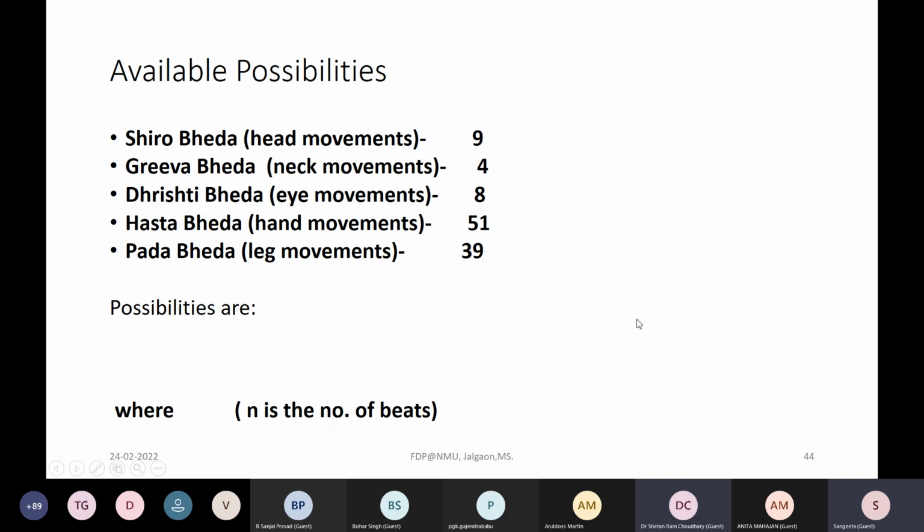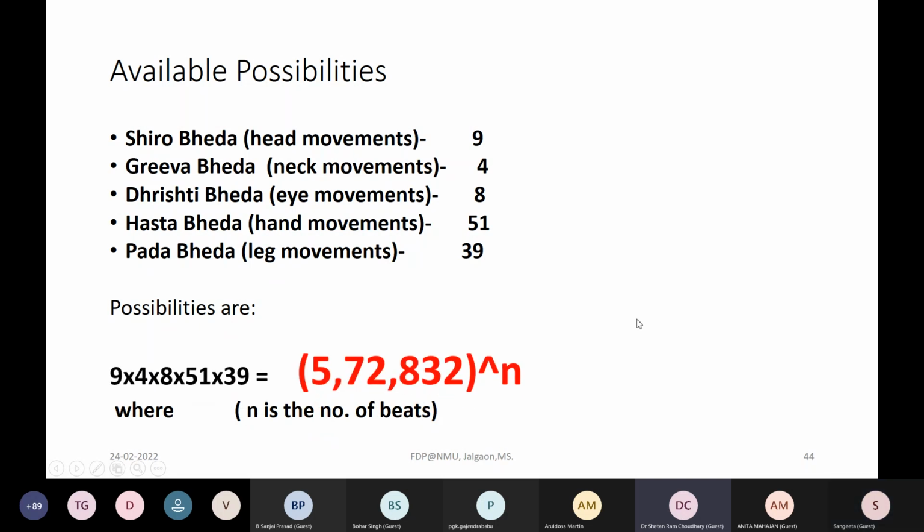Waist is not mentioned. So how many possibilities are there? More than 5 lakh possibilities. 5,72,832 raised to n. What is this n? Number of beats. For a single beat, you have more than 5 lakh possibilities if you choose combinations from these. Is it possible for a dancer to remember so many possibilities? Second, are all the possibilities done for a dance or for Bharatanatyam? Is everything physically possible? So there are so many constraints.